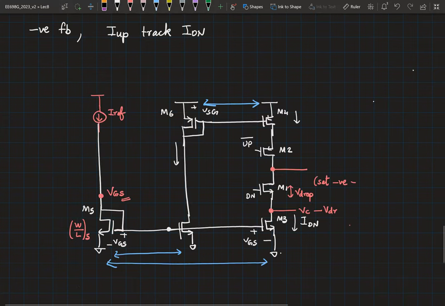Now let me call the current. So let this be I down. I will call this as I up dash. And I will call this as I down directly because the currents, okay, let me call this also as I down dash. So now there is some node voltage here, Vx. What should be the value of Vx such that I down dash and I down are equal?